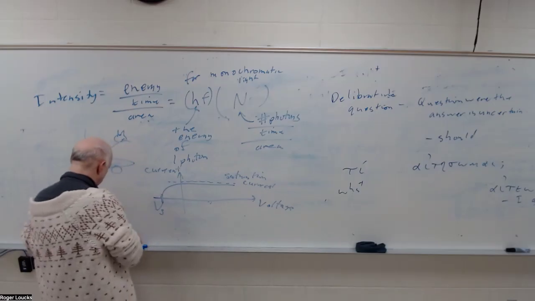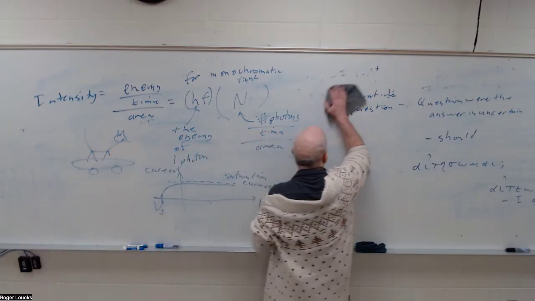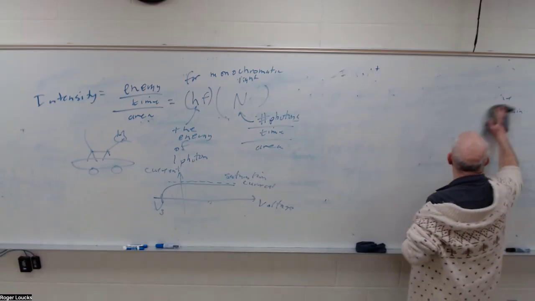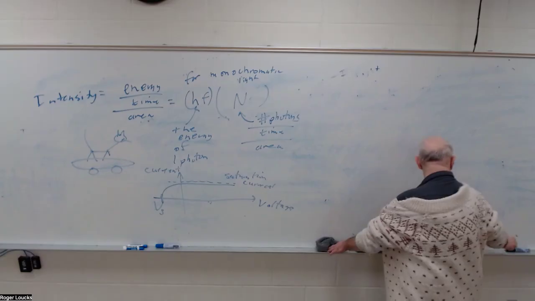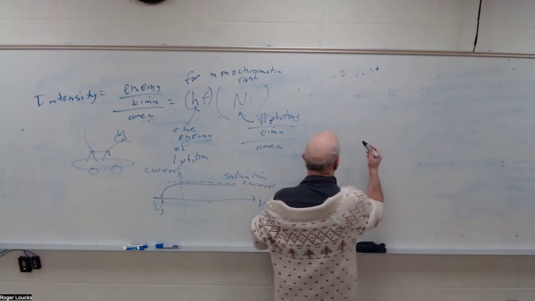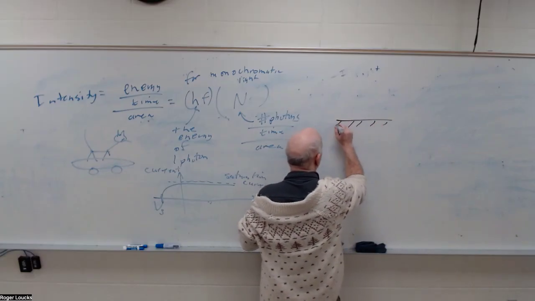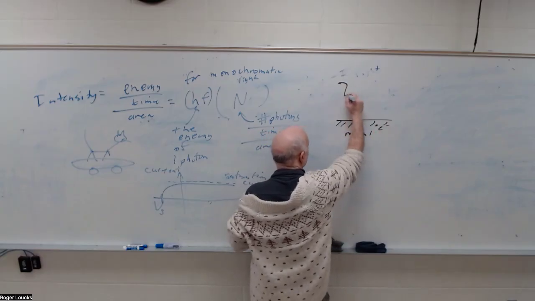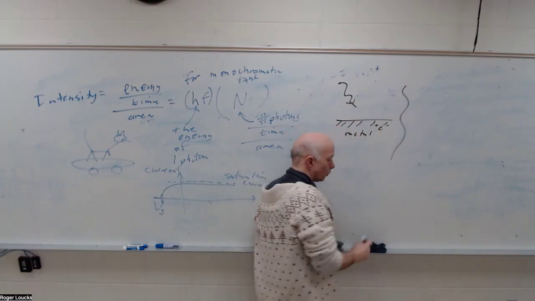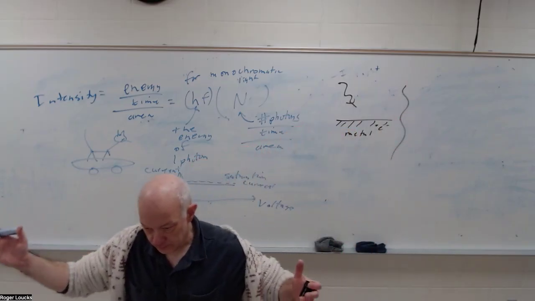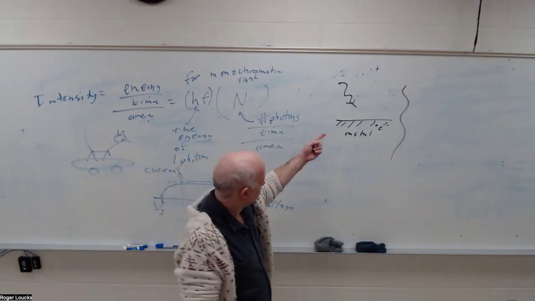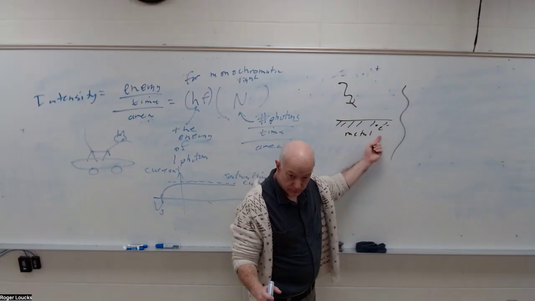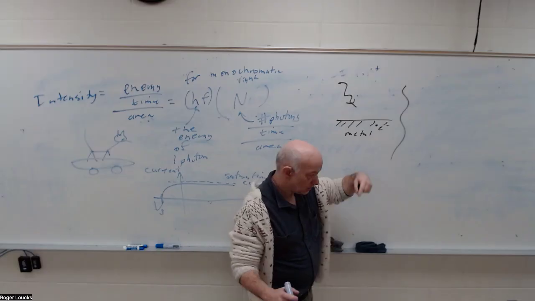And our main equation that we're dealing with is what? Remember, here's our metal. Here's a little electron in the metal, and here's a little photon. What is the photoelectric effect? The photon comes in and is absorbed by the electron, and it's liberated.